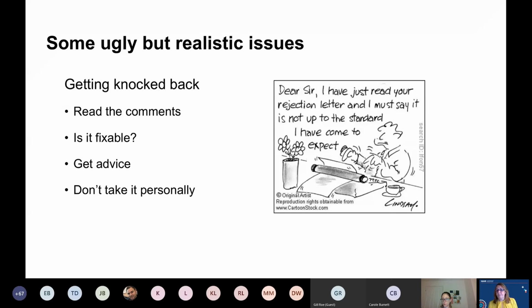A lot of funders will provide you with lots of information, and if they're putting in a lot of information, it usually means that they want to see it again with these changes. Get advice, get someone else who speaks the funder's language to say, I think they want you to do it, or no, I just don't think this is in remit. And most importantly, don't take it personally.